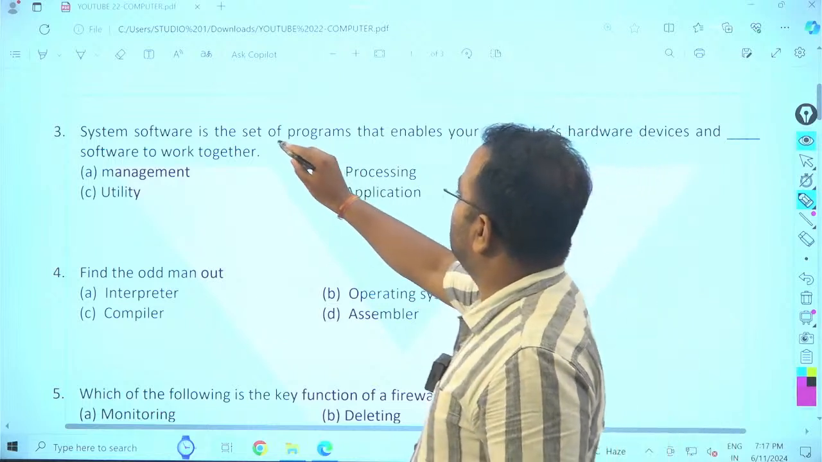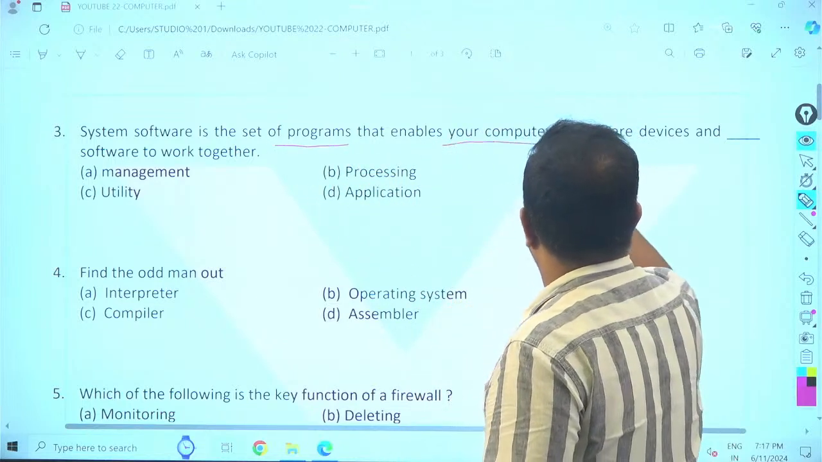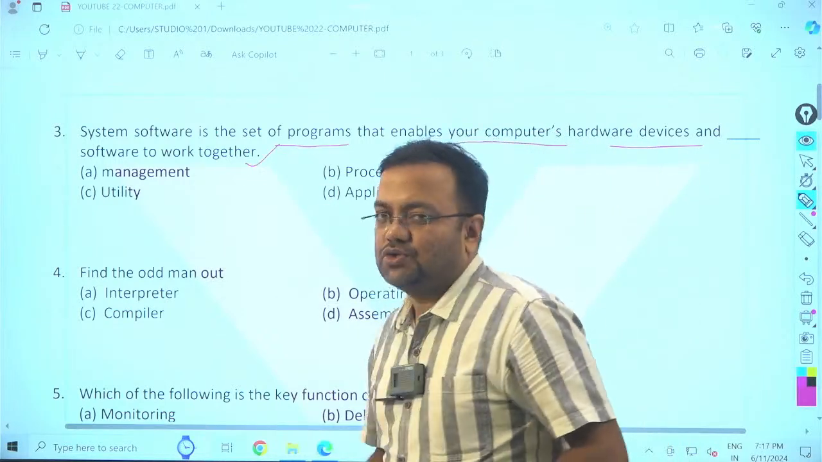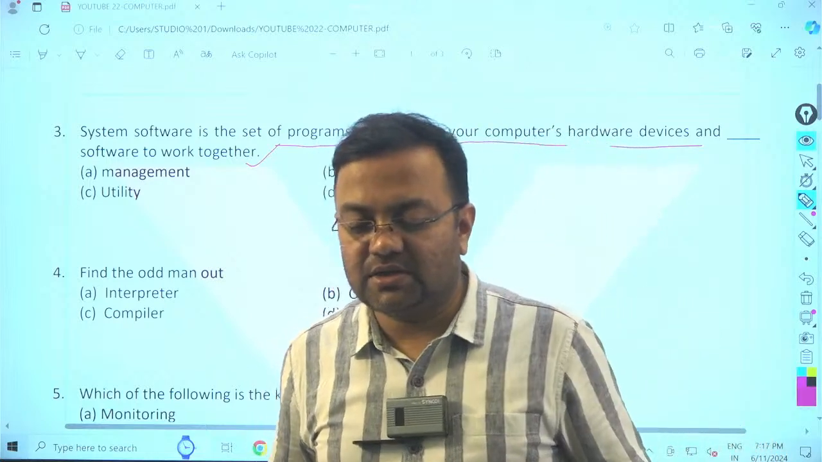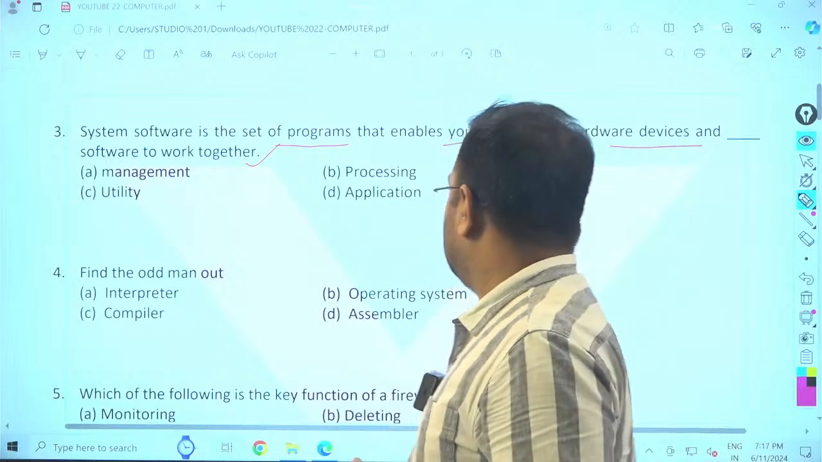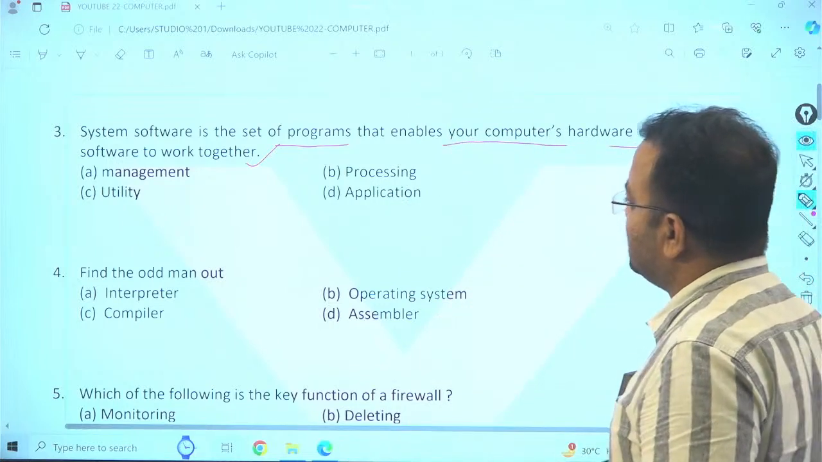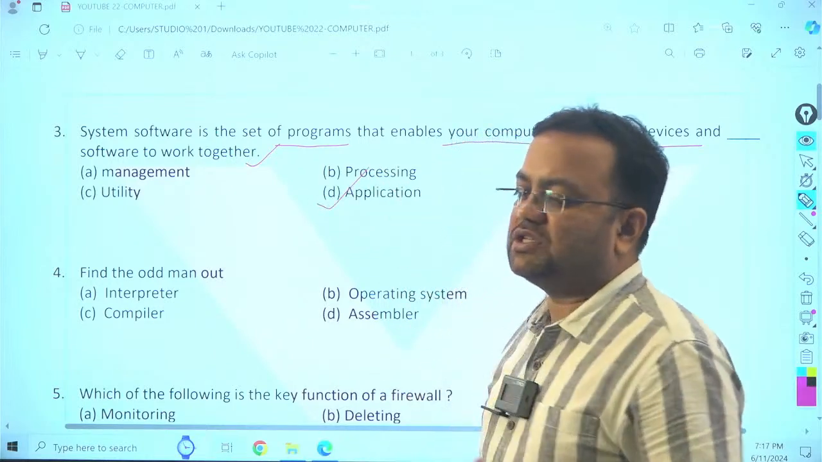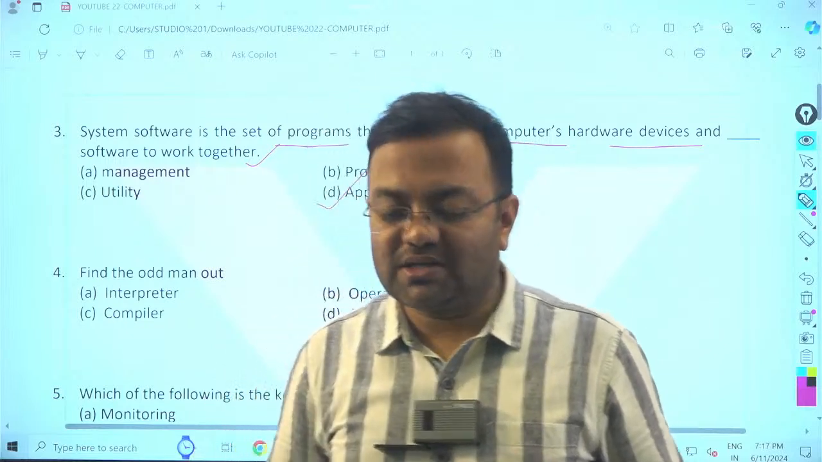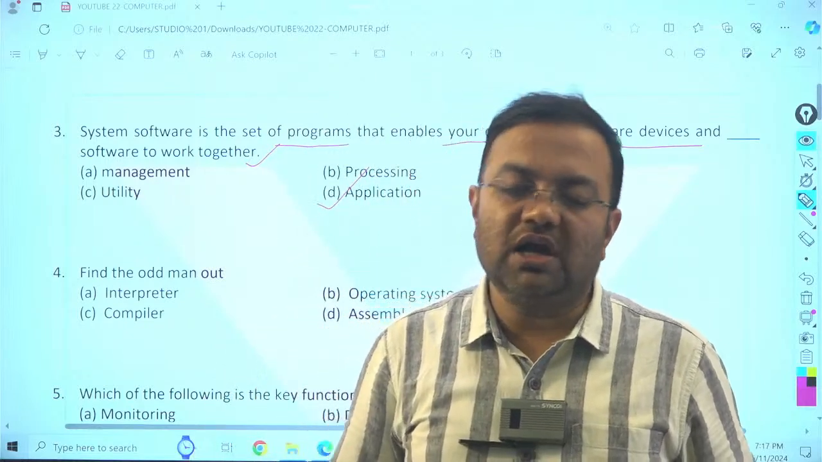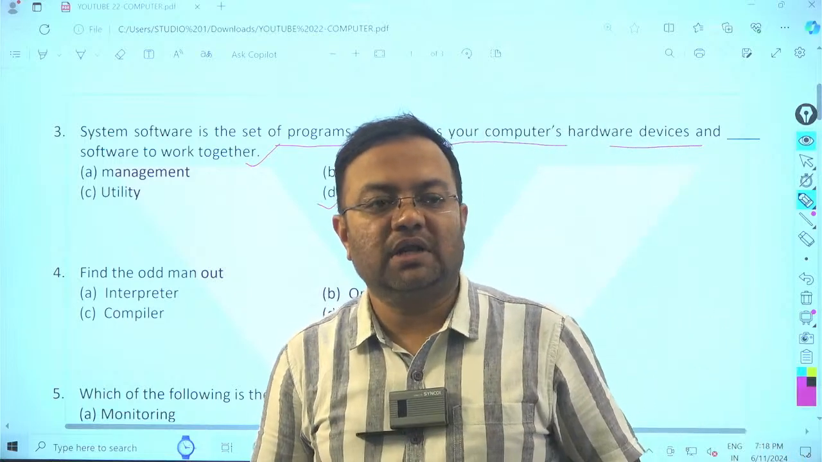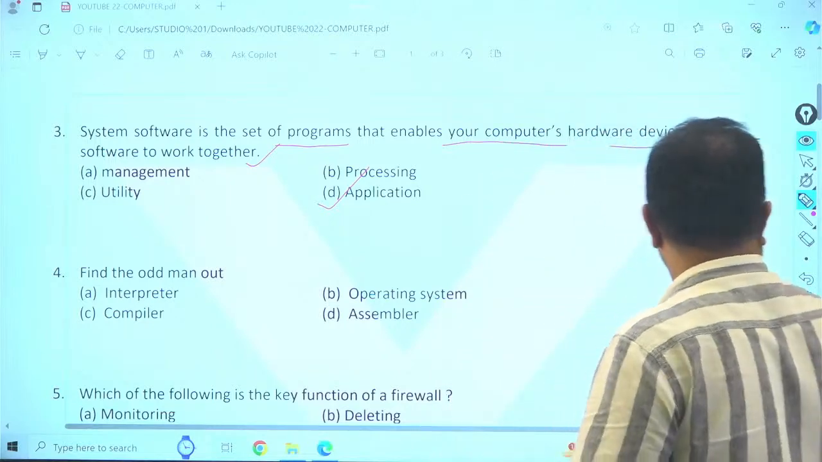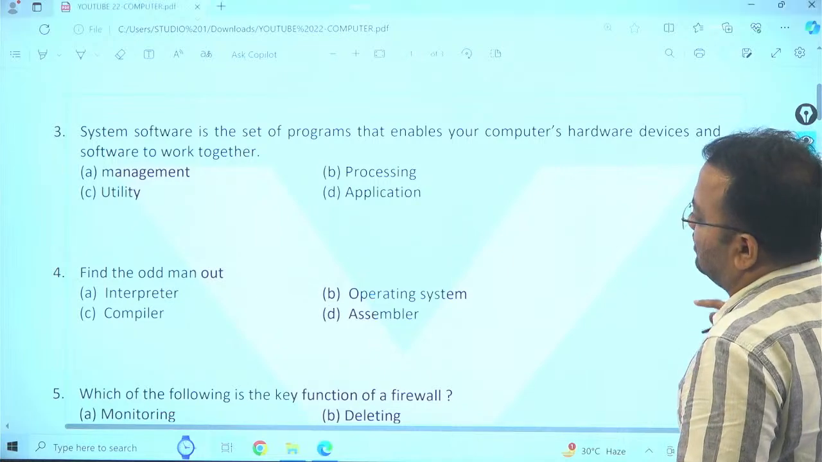System software is the set of programs, yes, that enable your computer's hardware devices and dash software to work together. So system software means, for example, operating system. Operating system allows the hardware devices as well as the application software to interact and work together, because this operating system or system software works as an interface, and through the help of this interface both the hardware component and the application software can work together. So question number 3, answer is D. Then goes to question number 4.